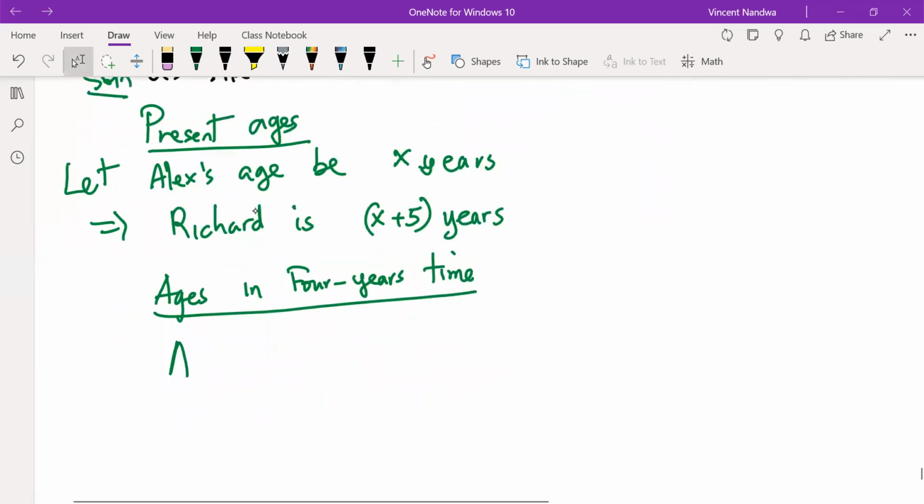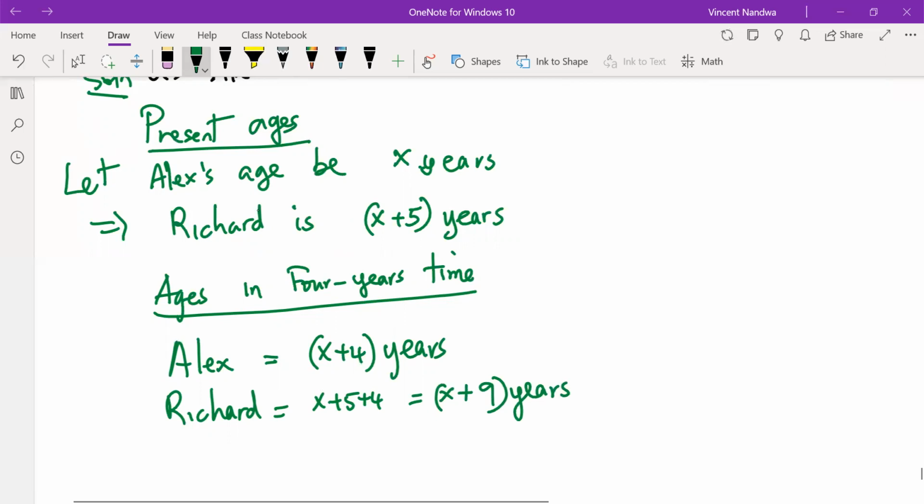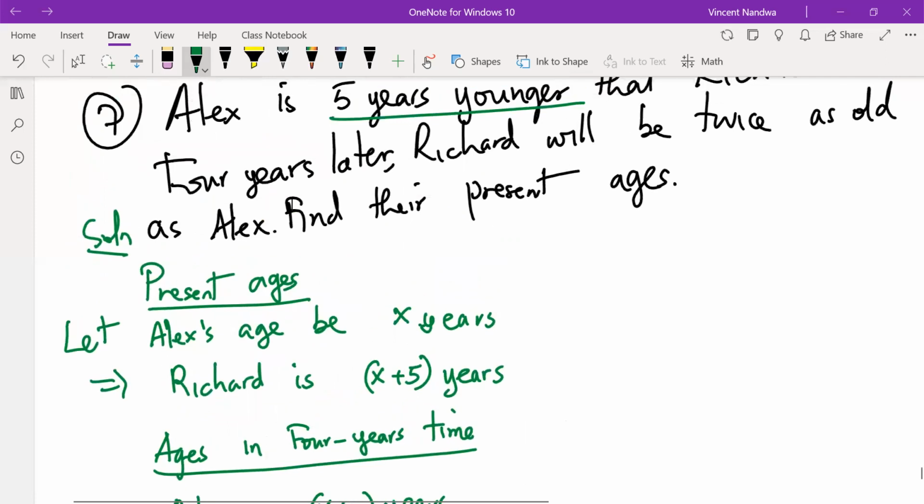So Alex, if Alex is X years now, then 4 years to come, he is going to be X plus 4. If Richard is X plus 5 years, then 4 years from now, he will be X plus 5 plus 4, which is X plus 9 years. And then we've been told that Richard will be twice as old as Alex in 4 years' time.